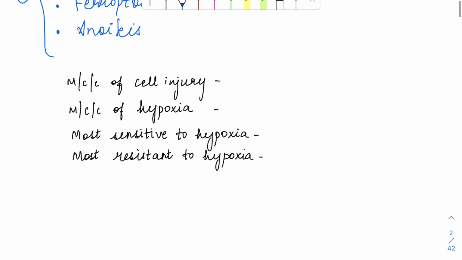So what is the most common cause of this cell injury? It is hypoxia. So whenever hypoxia is there, it is going to result in cell injury. And what is the most common cause of this hypoxia? It is going to be ischemia. So loss of blood supply will lead to a decrease in the oxygen supply as well. That is resulting in hypoxia.